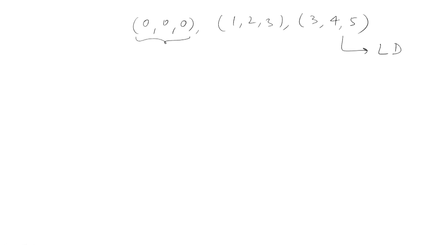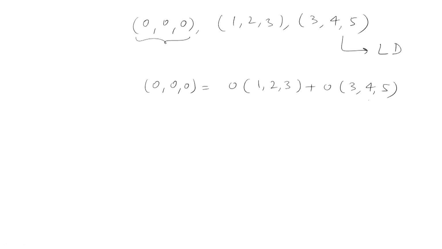Now, if you take this set (0, 0, 0), (1, 2, 3) and (3, 4, 5), the next example, next problem. Now, this is clearly linearly dependent. Why is it linearly dependent? Because the vector (0, 0, 0) can always be expressed as 0 times (1, 2, 3) plus 0 times (3, 4, 5).